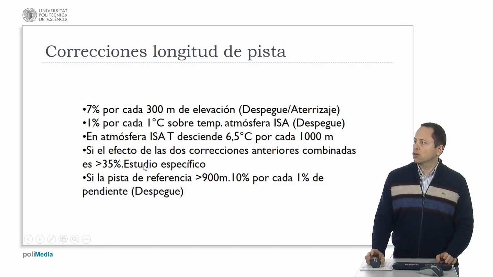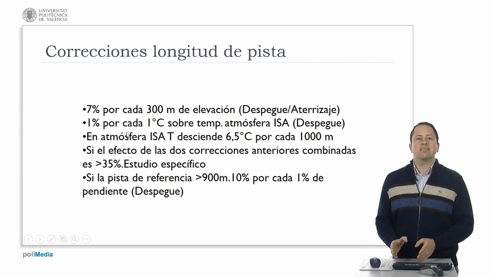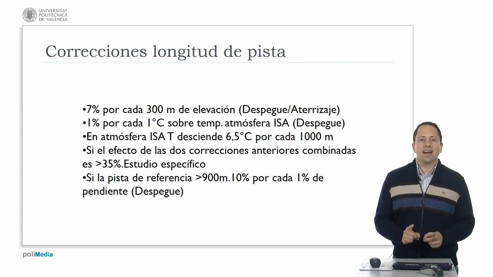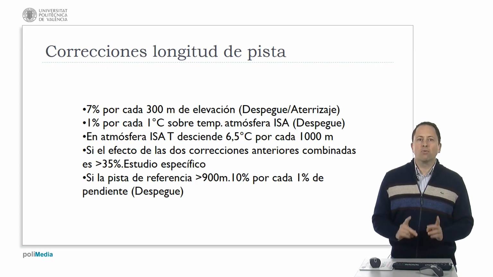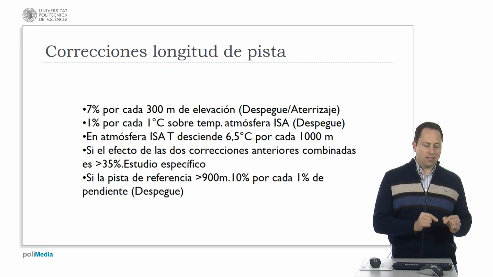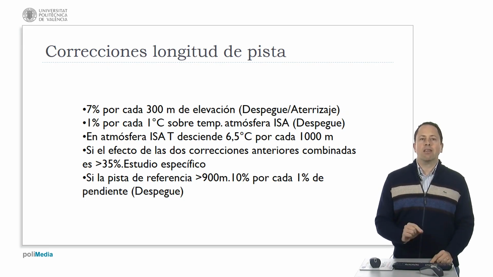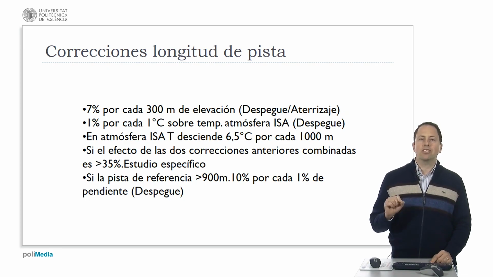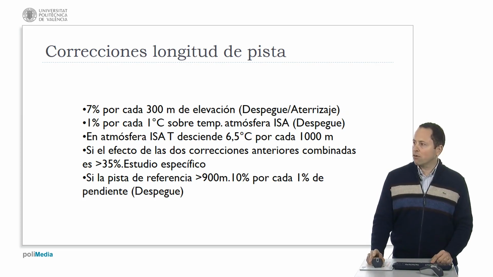Here we have the data. A 7% for every 300 meters of elevation, both in takeoff and landing. A 1% for every degree that the temperature exceeds the temperature of the ISA atmosphere for that altitude. That is only used in takeoff. The ISA atmosphere has a formula that says that it is 15 degrees at sea level, and it goes down at a rate of 6.5 degrees for every 1,000 meters up to 11,000 meters. So we have here a formula that we can use to calculate the temperature and calculate that difference with the reference temperature of the aerodrome and get the correction.